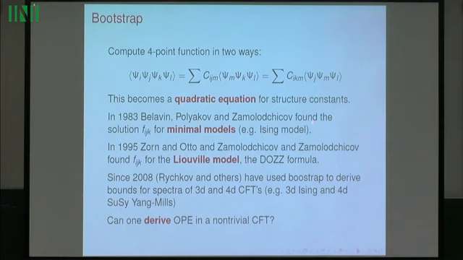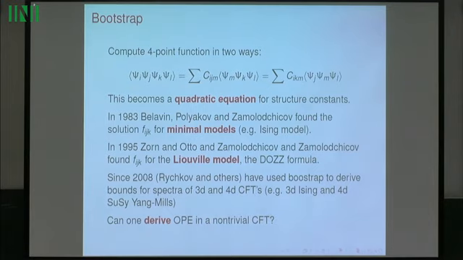And indeed, that's a complicated equation, but in many instances one has found solutions for these equations. The famous one goes back to Belavin, Polyakov, and Zamolodchikov, who solved it for the so-called minimal models, in particular the Ising model in 2 dimensions. And then about 10 years later, Dorn, Otto, and Zamolodchikov found the solution for the Liouville model, the so-called DOZZ formula. And then much later, quite recently, this same idea of bootstrap has been very successfully carried out in 3- and 4-dimensional conformal field theories, starting with the work of Rychkov and others.